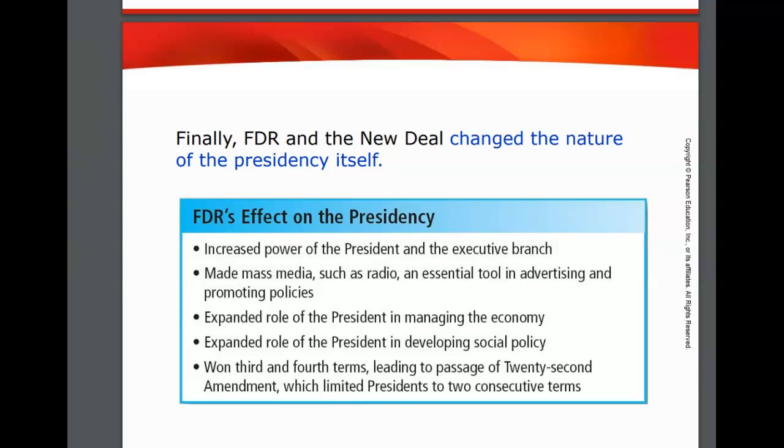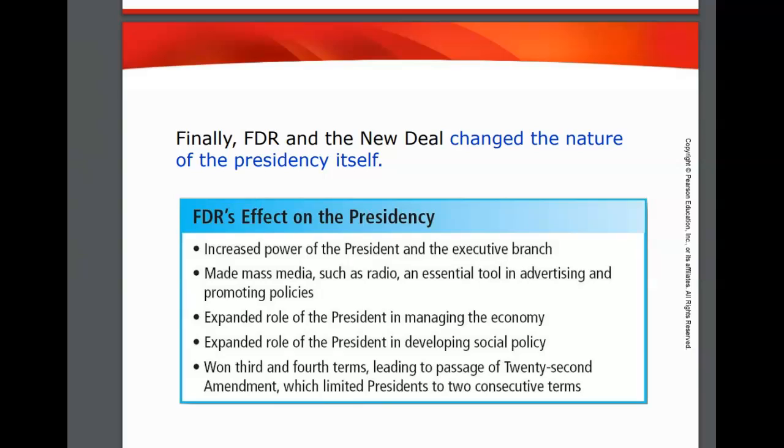FDR also affected the style of the presidency. Okay, that changed too. I mentioned before he used radio very effectively, right? He was a master at using mass media. And he saw that it was a very essential tool to advertise the New Deal and to communicate with the American citizenry. He expanded the role of the president in terms of managing the economy and how to develop social policy. And because of that, because of his fireside chats, he won not just that second election in 1936, but a third one in 1940, and then a fourth one again in 1944.